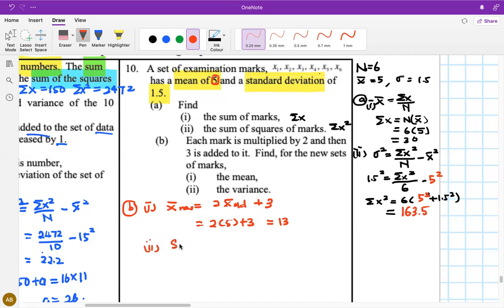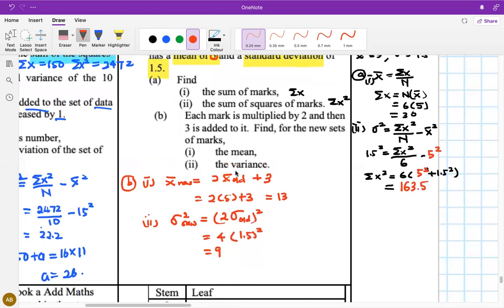Number 2, standard deviation. Okay, sorry, it's variance. So the new variance will be 2 squared times the old standard deviation squared. Therefore, 4 times the old standard deviation, which is 1.5 squared. So 4 times 1.5 squared, you get 9. All right, so this is B1 and B2.